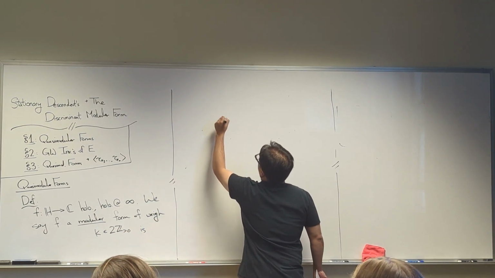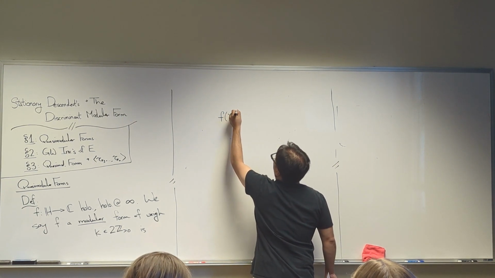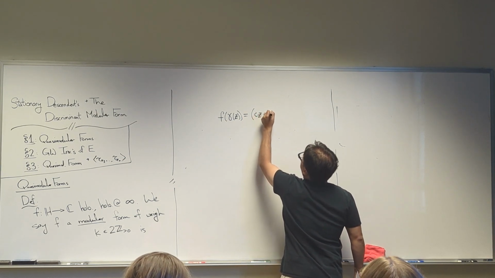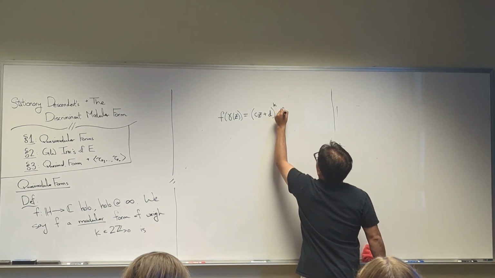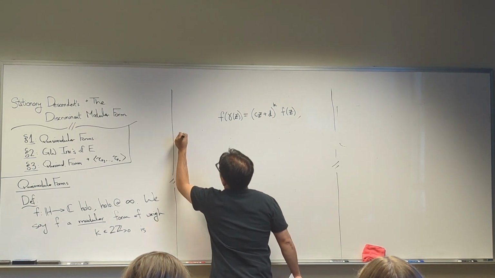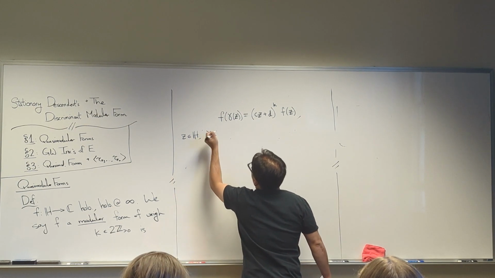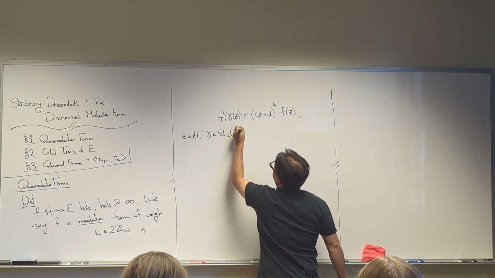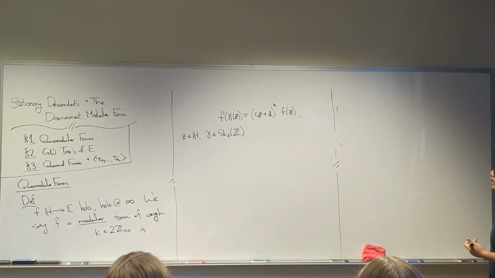So if f of gamma of z, which I'll tell you what gamma is in a second, is going to be (cz+d)^k times f of z, and this has to be true for all z in the upper half plane, and for all gamma in the modular group, so SL2Z. Okay, so that's what it means to be a modular form of weight k.